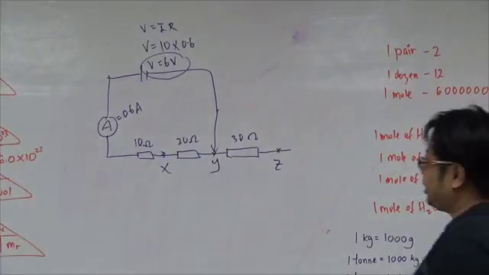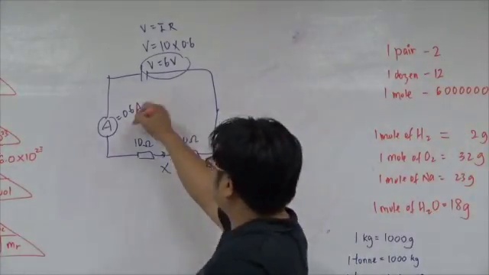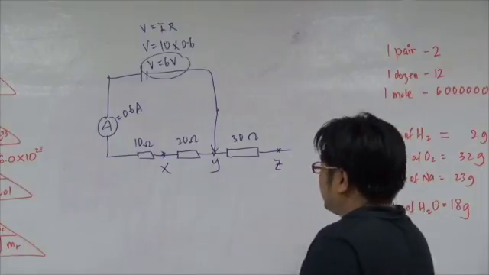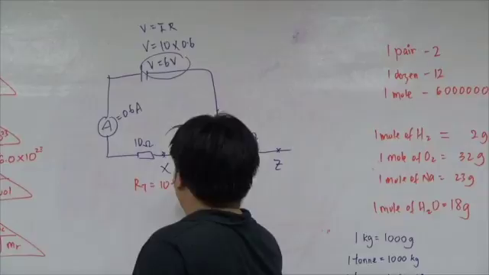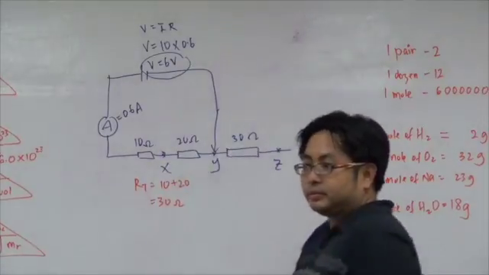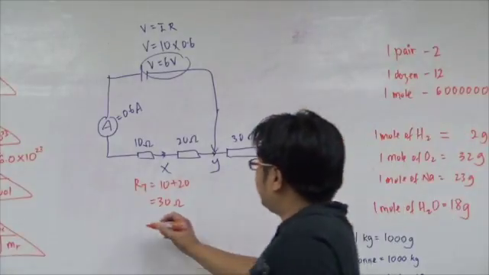The resistance has changed, and if the resistance has changed, what happened to the current? Change as well. So what is the total resistance now? 10 plus 20, so it's 30 ohm, right? Correct, Nathan? So how do you find now the new I?